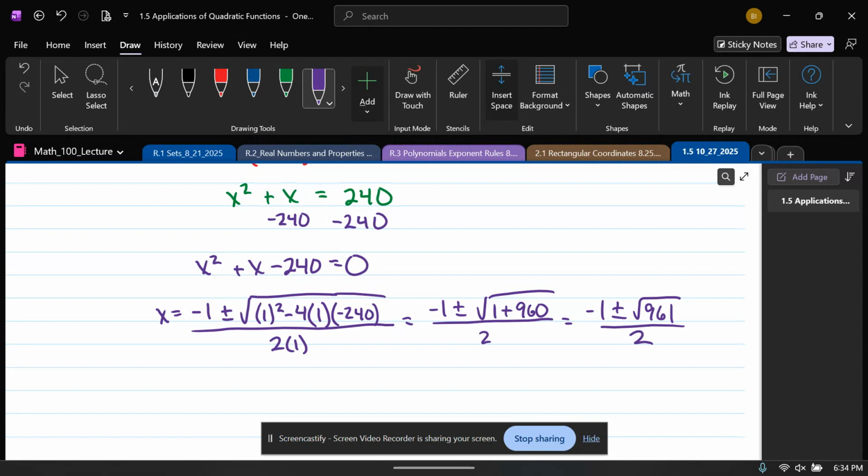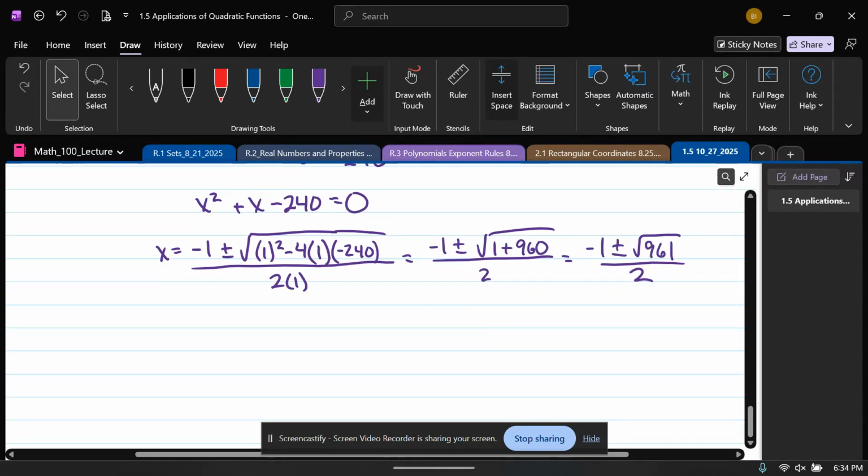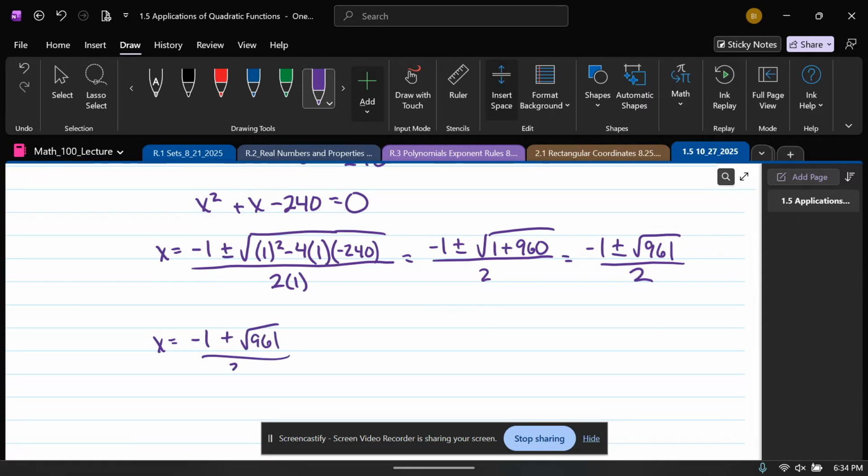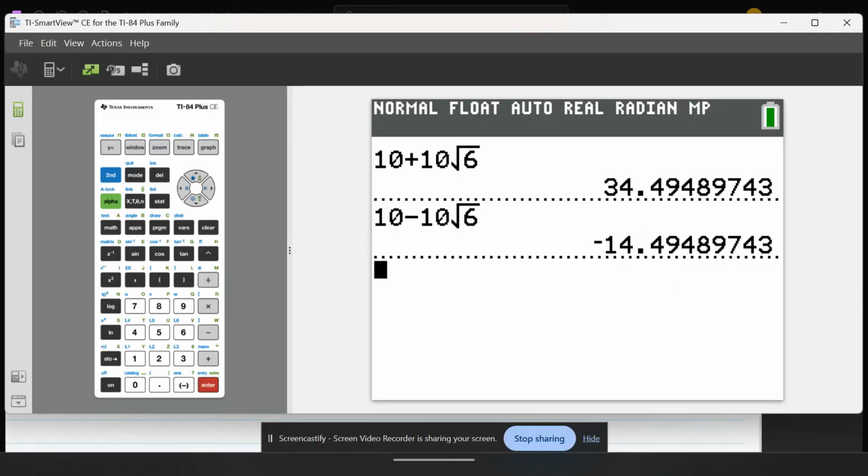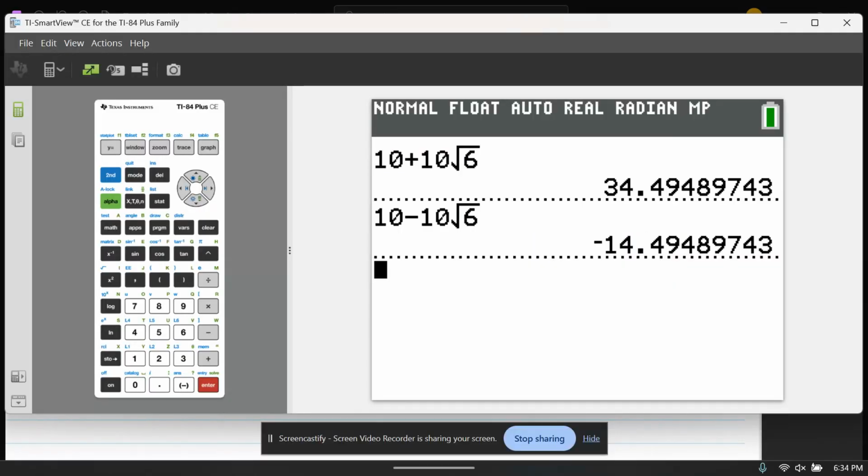Now, work that out. Negative 1 plus the square root of 961 divided by 2. Negative 1 minus the square root of 961 divided by 2. Now, I'm going to go to my calculator and get a little help with that square root of 961. Okay? I'm just going to do second square root 961. Happens to be 31. I didn't know that.